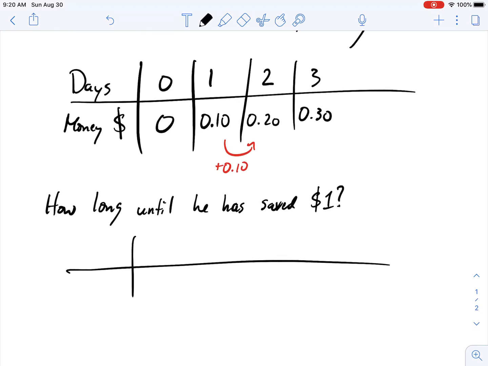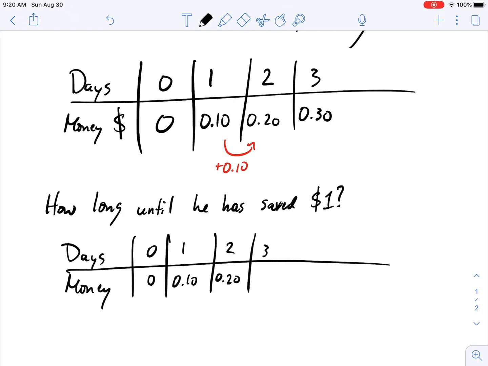So let's make a table. We have days, and we have money. And we know 0 days, 0 money. 1 day, 10 cents. Okay. Now we can keep going. We can do this until we get to 10, right? 3, 4, 5, and so on. We can definitely do that. But math is all about finding shortcuts and finding patterns. Okay. So one pattern you want to look at is how is it increasing left to right, which we did right here, right? Plus. And that's fine. You can do that all the way out until you get to 10 days.